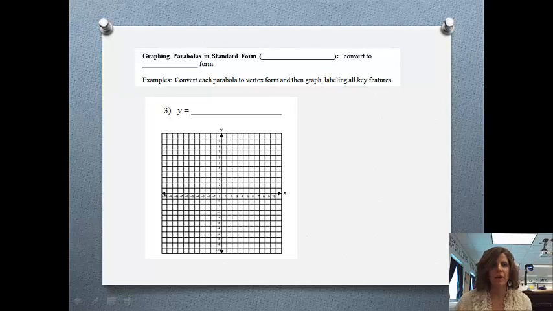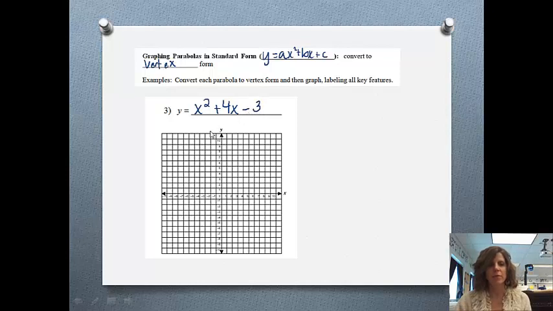We have done a few problems of completing the square. We're actually going to graph parabolas in standard form now. And again, standard form I said was y equals ax squared plus bx plus c. There are no parentheses. What we are going to do is convert to vertex form. All right, so let's just try a couple here and see how we do. Let's say I have y equals x squared plus 4x minus 3.